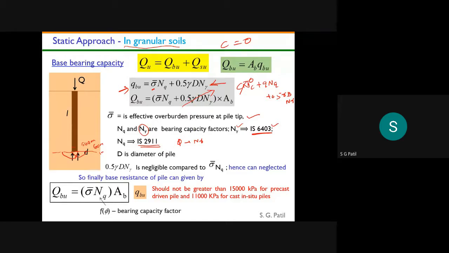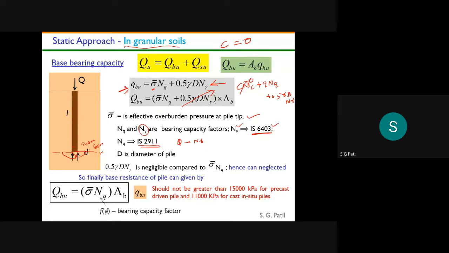But you need not refer, because I'm going to neglect the second term. The diameter of the pile is very negligible compared to the depth of foundation. The depth will be 15 meters up to 20 meters, whereas the diameter will be only 0.5 meter, very small compared to this term. Many times they neglect this term, but IS 2911 won't neglect it. They will include it.